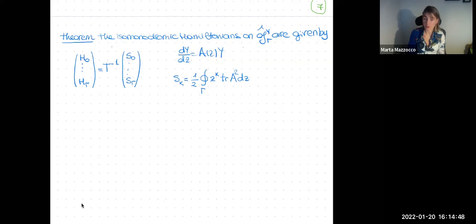So what we can prove is that the Hamiltonians are very explicit. You have your linear system that you want to deform. Then you compute the spectral invariants of this system, which are simply residues of z to the k times the trace of A squared. These are the so-called Gaudin Hamiltonians.